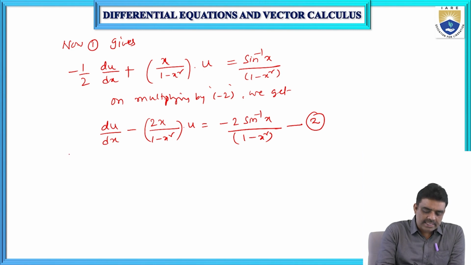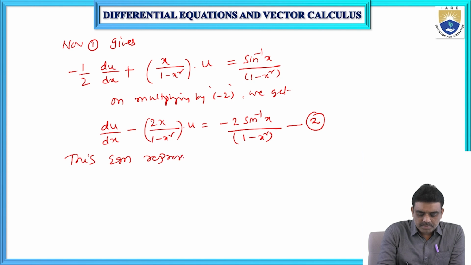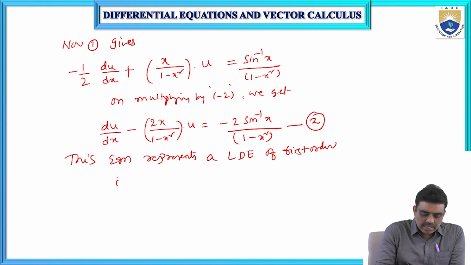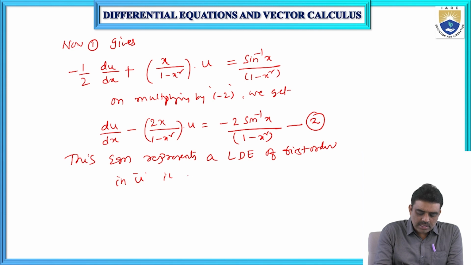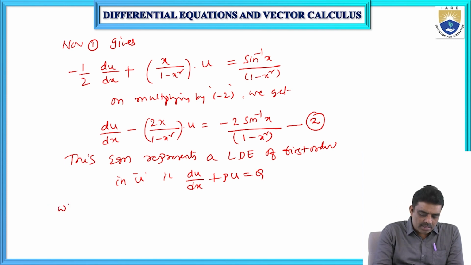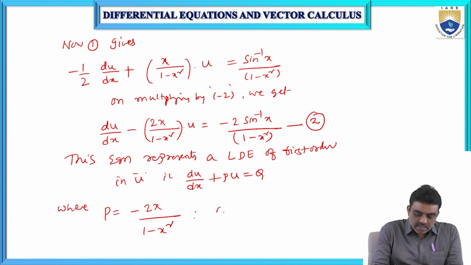So how can we write this equation? What does this equation represent? A linear differential equation of first order in u. That is du by dx plus pu is equal to q, where p is equal to minus 2x by 1 minus x square and q is equal to minus 2 sine inverse x by 1 minus x square.